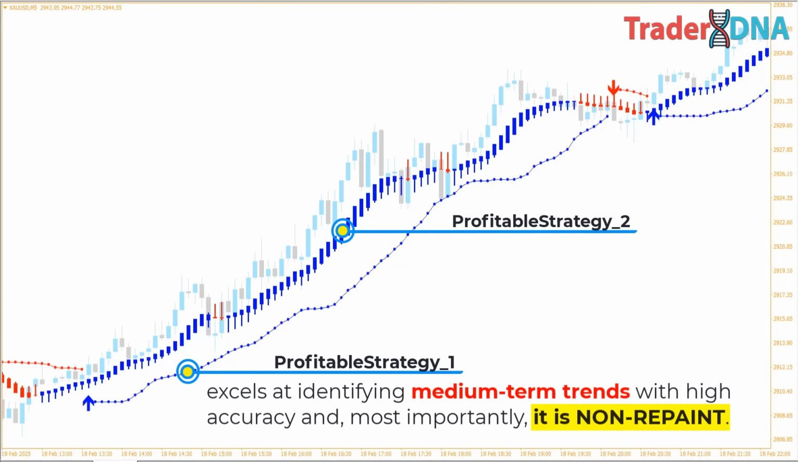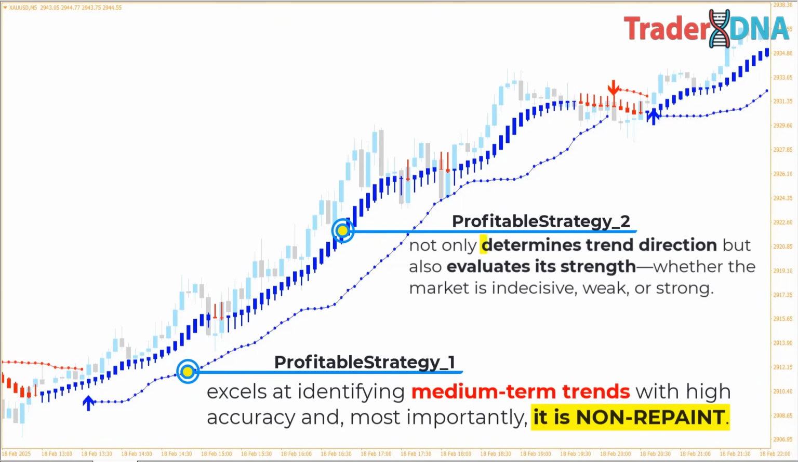Profitable strategy indicator 2, on the other hand, not only determines trend direction but also evaluates its strength, whether the market is indecisive, weak or strong. This is a powerful capability that profitable strategy indicator 1 does not have. However, if you try to extend the period settings on profitable strategy indicator 2 to analyze longer-term trends, its accuracy declines. That's why combining these two indicators creates a perfect synergy, where one compensates for the other's limitations.